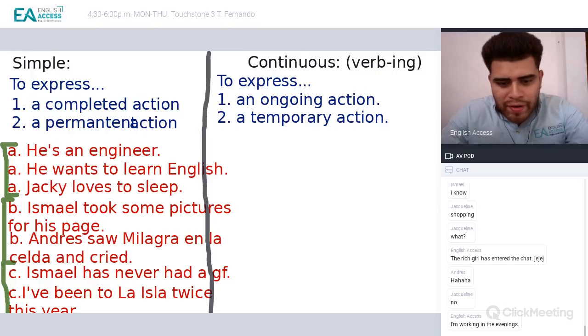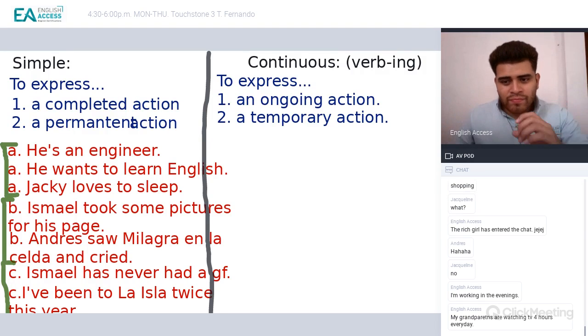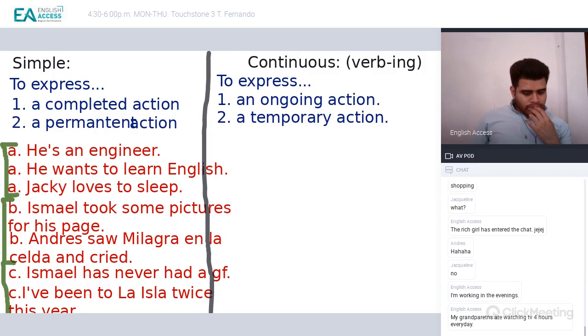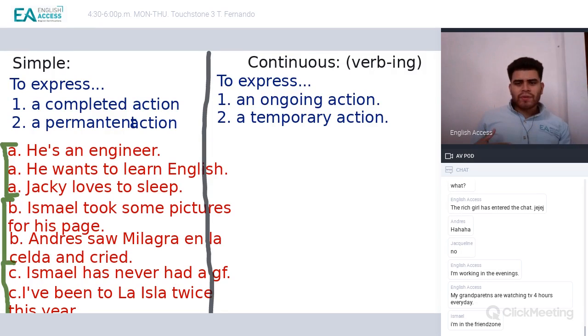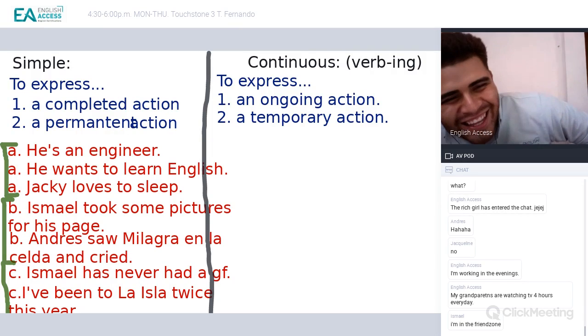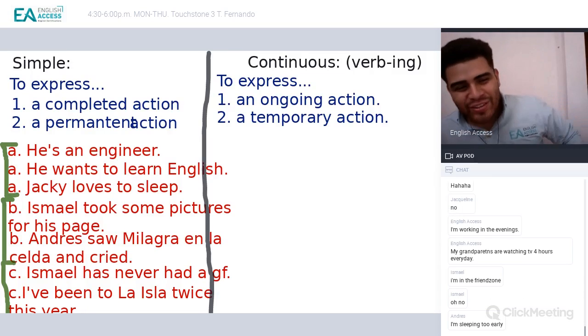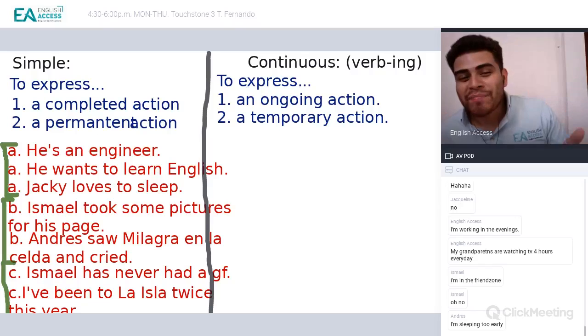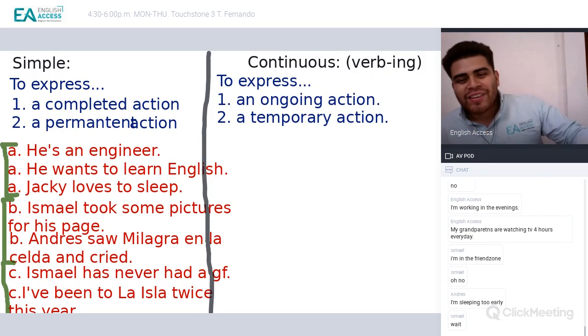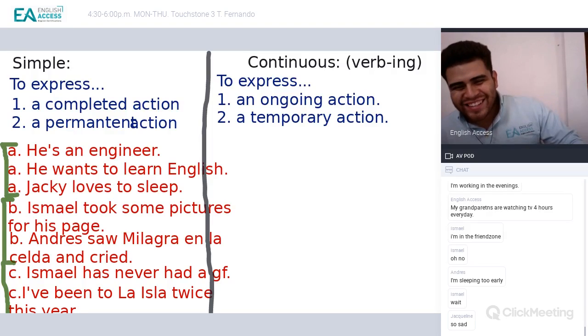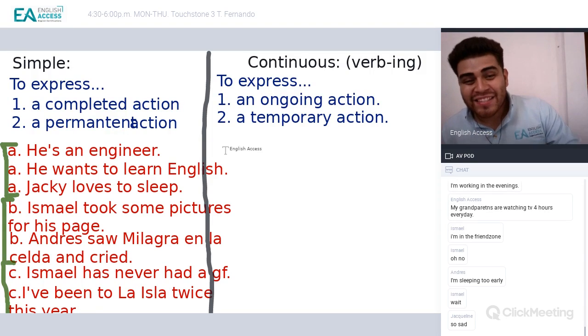My grandparents are watching TV four hours every day, because they can't go out. So please use the present continuous. Ismael, it sounds very harsh, but that is a permanent action. Jackie's so sad. I'm sleeping too early.